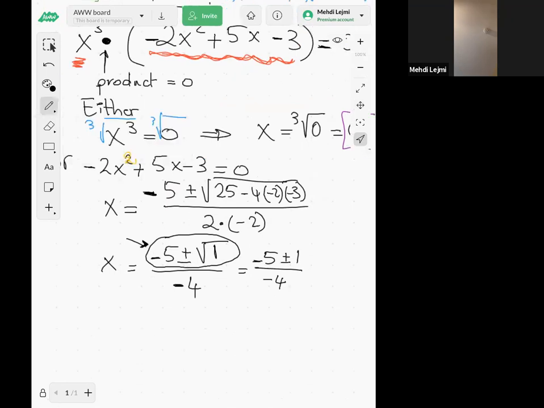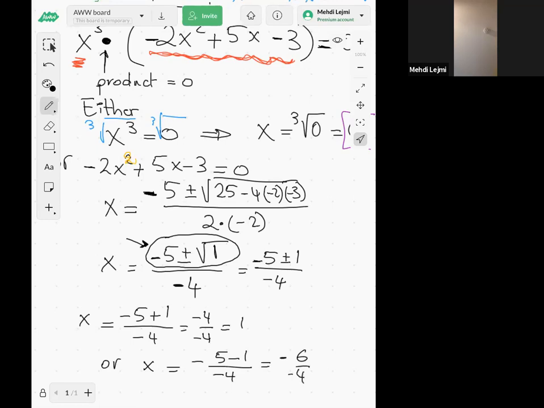So first, my X would be -5 plus 1 over -4. So that's -4 over -4, so that would be +1. Or X is -5 minus 1 over -4. So that's -6 over -4. So that's negative over negative. Of course, that would be positive.